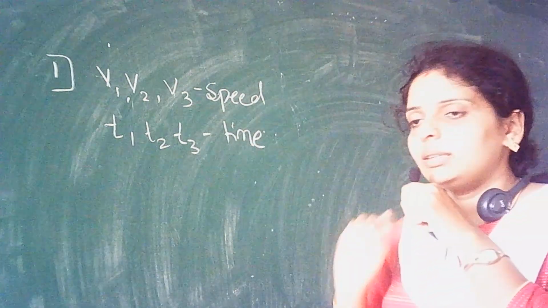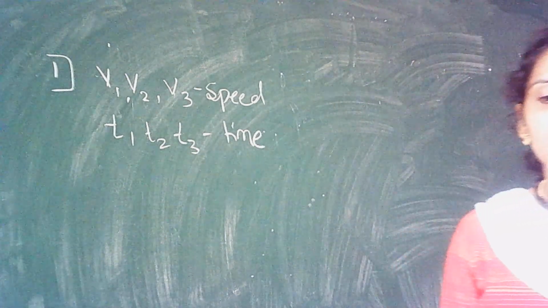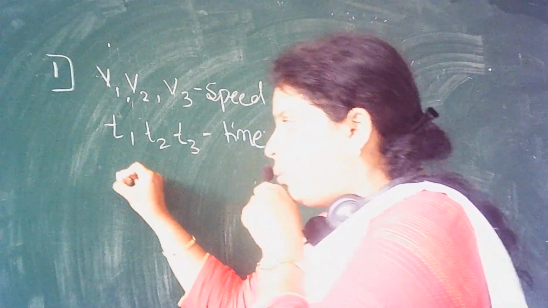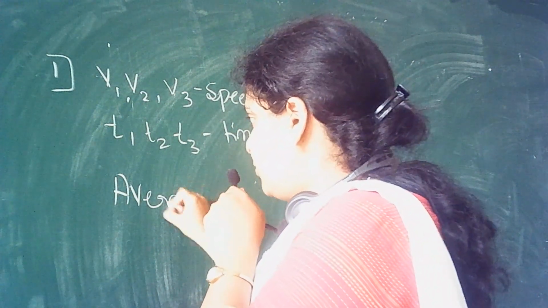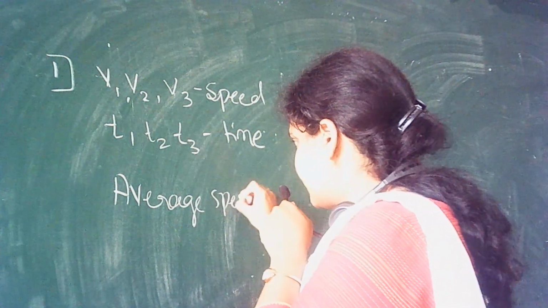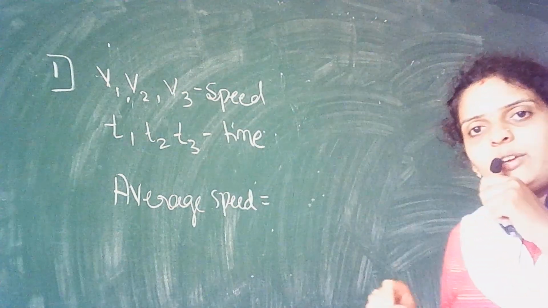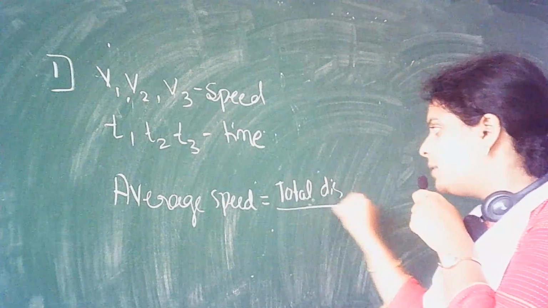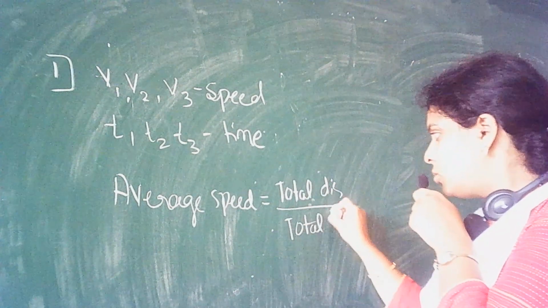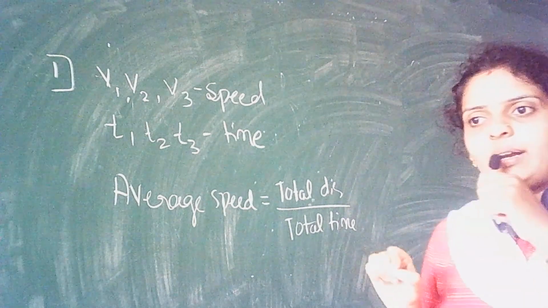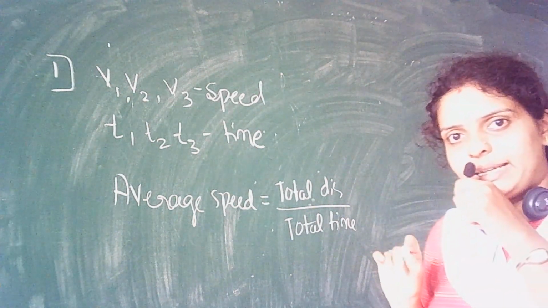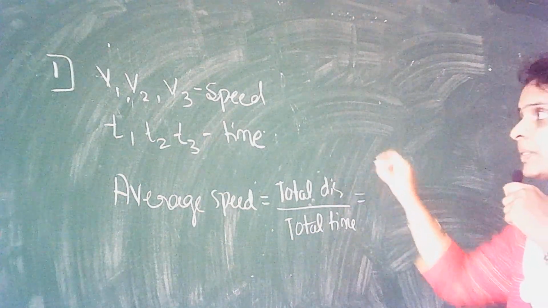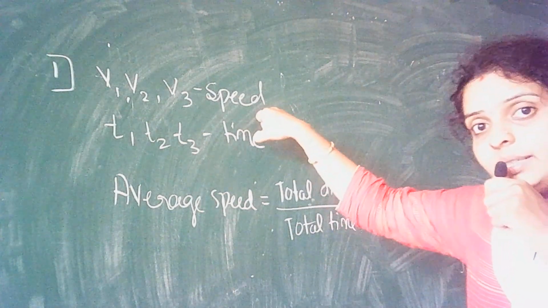Okay. Now, what is the average speed? How to do this one? We have the formula: average speed is equal to total distance divided by total time taken, right? So here I need the total distance. Here they have given speed.